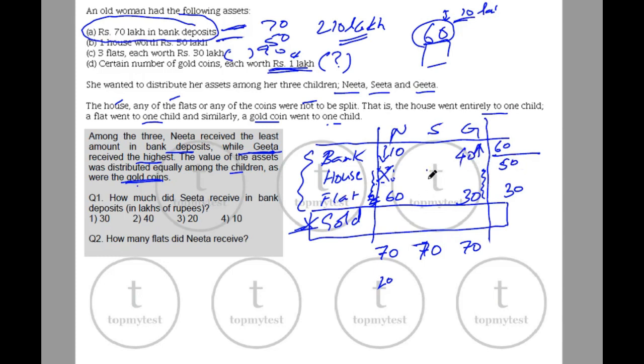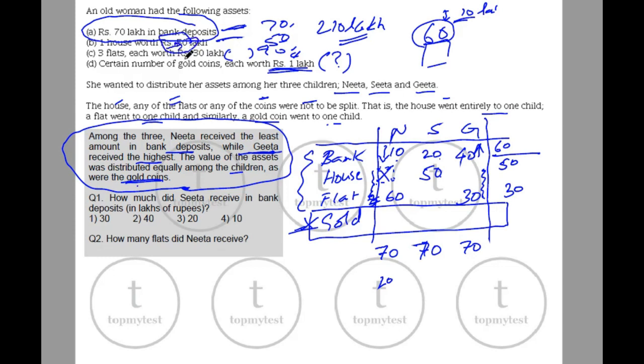Sita will get 50 lakhs, the house, and 20 lakhs in bank deposits. So you can tally: 10, 20, 40, that is 70 lakhs, 50 lakhs is here, and 60 and 30, 90 lakhs is here. So this is the distribution which is to be done if we have to satisfy this criteria. Remember, we cannot split the coins, we cannot split each of the assets, we cannot sell the value. The full value, one person will get the full flat.